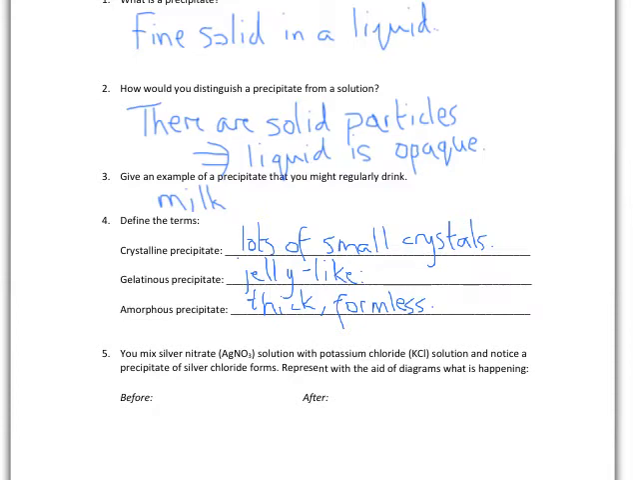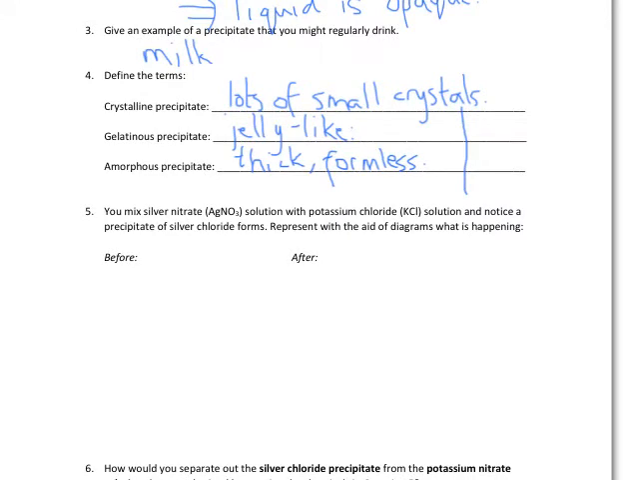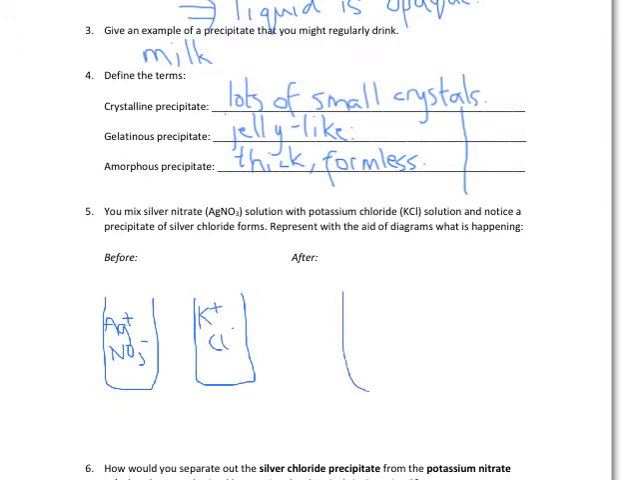Okay, we now get to the key idea. The key idea here is that I start off with silver nitrate and potassium chloride in separate containers. So I've got a container that's got silver nitrate, so it's got Ag+ things floating around. It's got NO3- things floating around. I've got another container that's got K+ things floating around, and Cl- things floating around, because of the potassium chloride. When I mix them together, I form a precipitate of silver chloride.